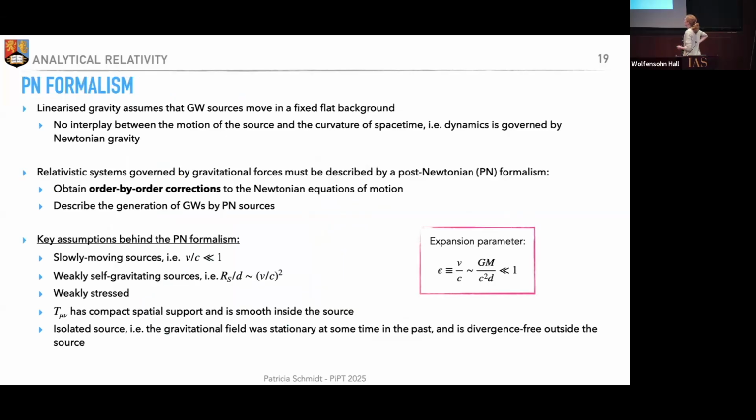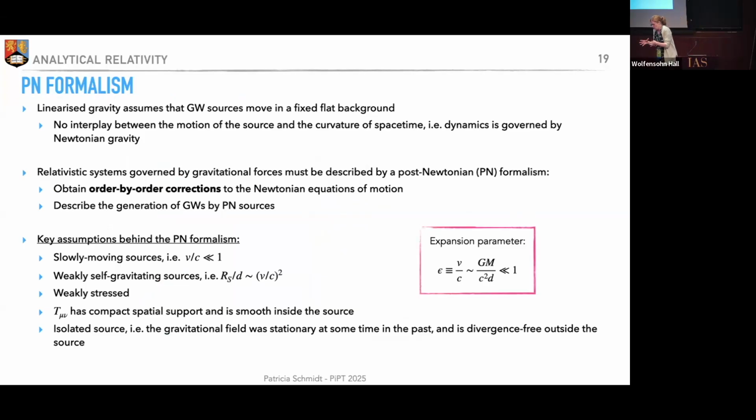All right, so as opposed to flat linearized gravity, where we had a fixed background, we no longer have this now. So we're going to change our assumptions on the underlying problem. We have still slowly moving sources, so the ratio of the velocity of our objects over the speed of light is less than 1. We assume that they're weakly self-gravitating, but they are self-gravitating and weakly stressed.